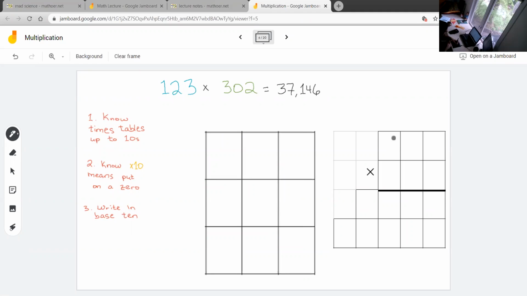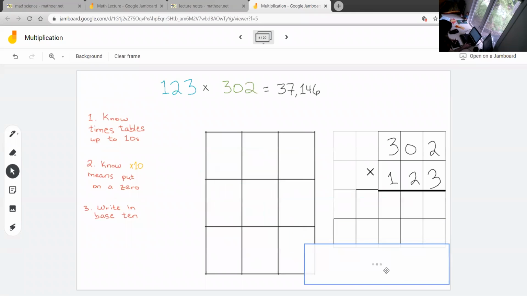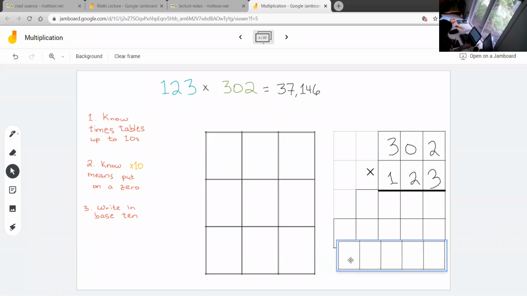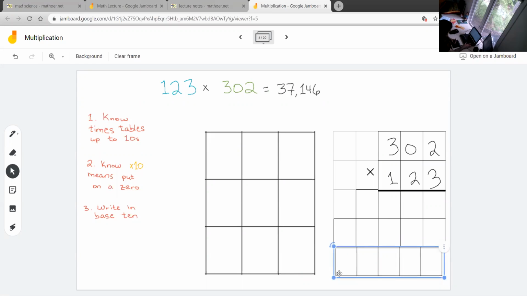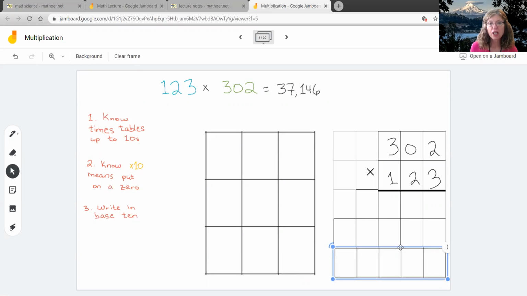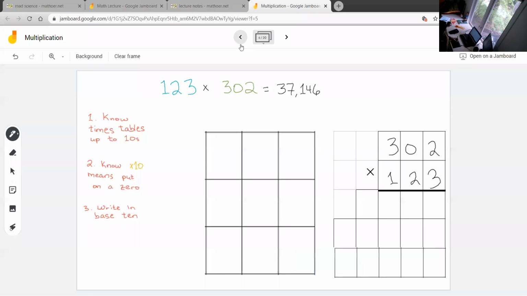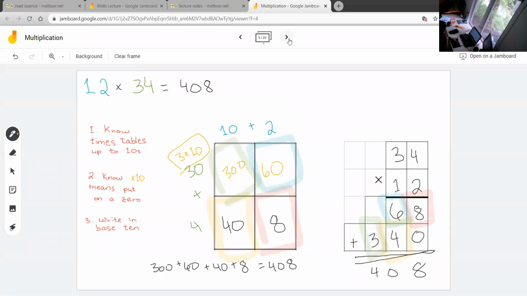How about that? So if I have 302 times 123, whoops, I'm going to need more boxes down here. I didn't prepare my slides right after all. I know what to do. Okay. It doesn't matter which number goes on top, correct? It doesn't matter at all. Just like here, it doesn't matter which one I wrote on the top or the side.